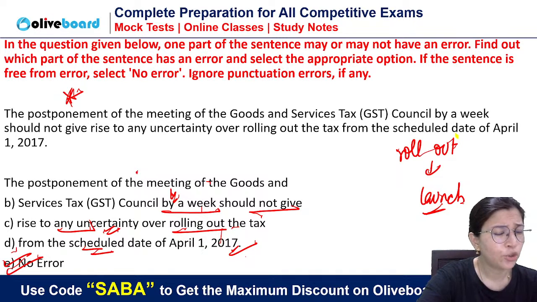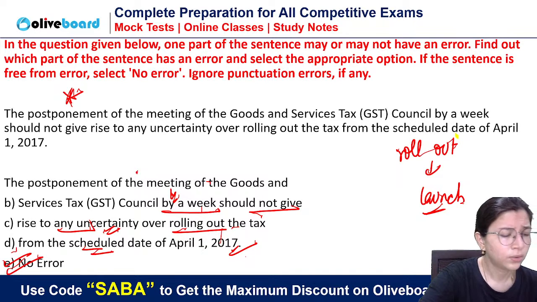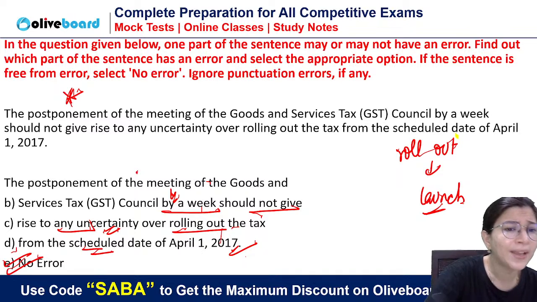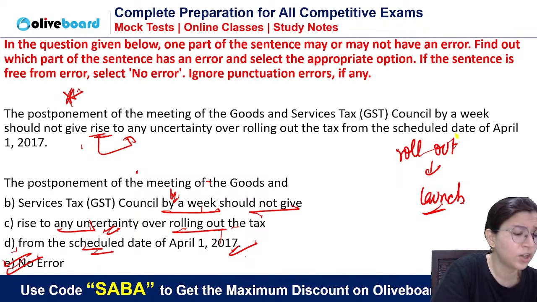Rise means something that rises on its own. So many times it should not give rise to. It means it should not give rise to any uncertainty. It means no uncertainty should rise. Okay.